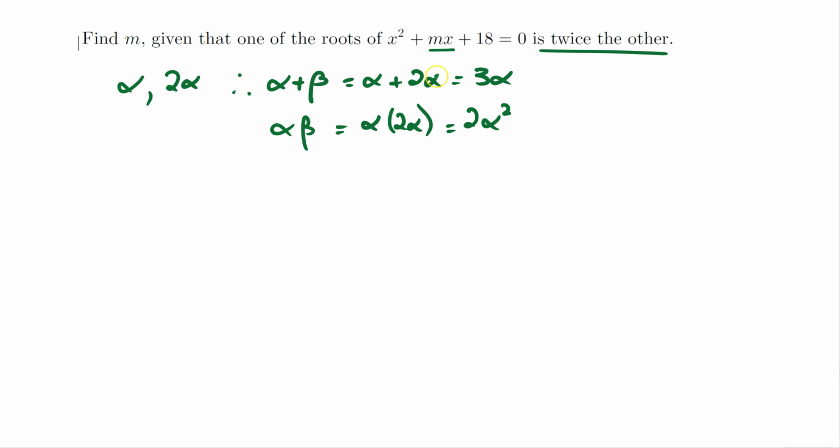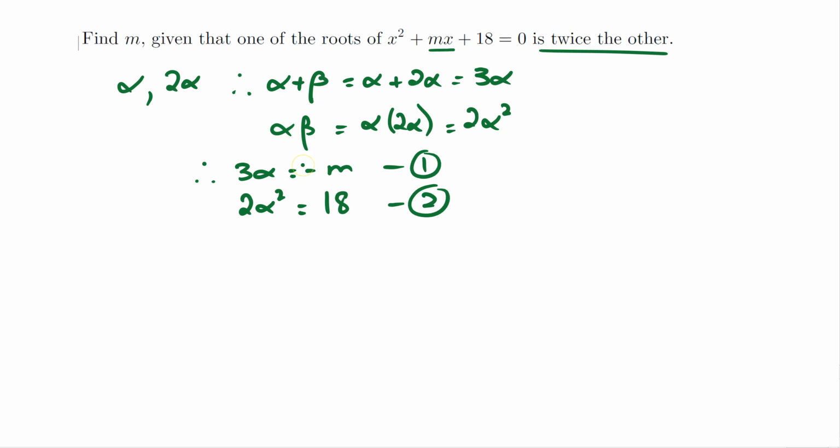So we also know that we can write down an expression for alpha plus beta and for alpha beta from our equation up here. So therefore 3 alpha, alpha plus beta, is minus b over a, so that's minus m, and alpha beta, which is 2 alpha squared, is c over a, which is 18. So you can see then, and I'm sure you knew why I was writing the 1 and the 2, because we've got 2 unknowns and therefore we're going to have 2 equations. We're going to solve them simultaneously. Now we don't actually want to know the value of alpha. We can work it out if we wish. We want to know the value of m for this question.